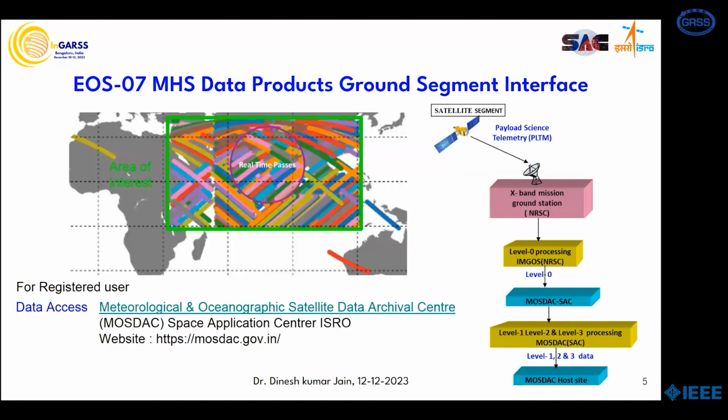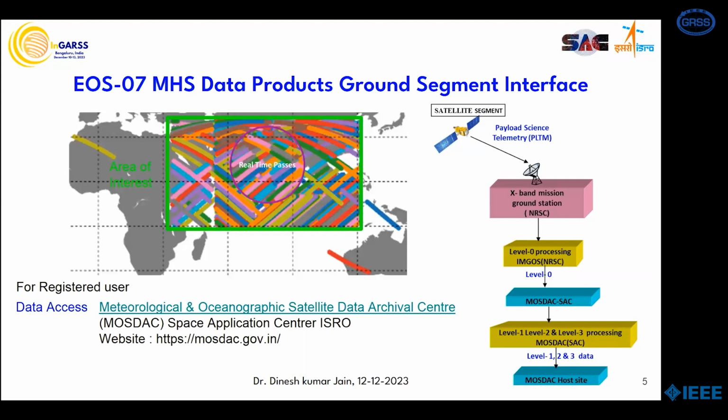The ground segment interface is presented here. The onboard acquired data is downloaded at NRSC. Level 0 data processing is done at NRSC. The processed data is transferred to MOSDAC for higher level data processing. The level 1, level 2 and level 3 products are generated at MOSDAC and archived. These archived products are available to the user through the website hosted by MOSDAC, as mentioned on this slide.